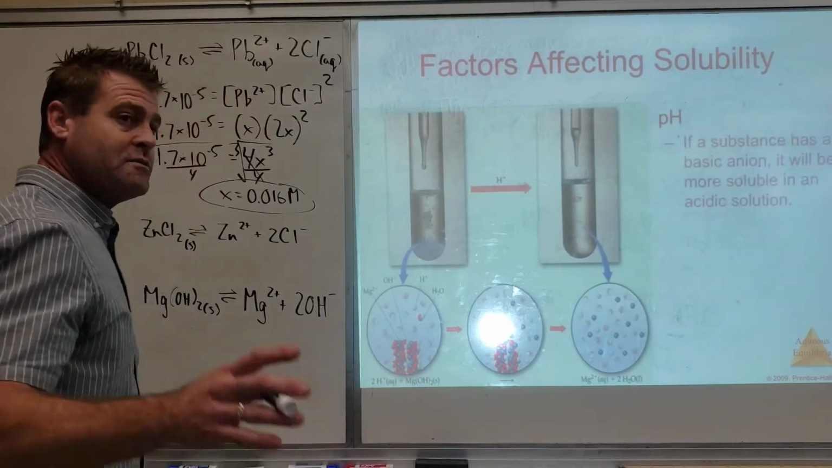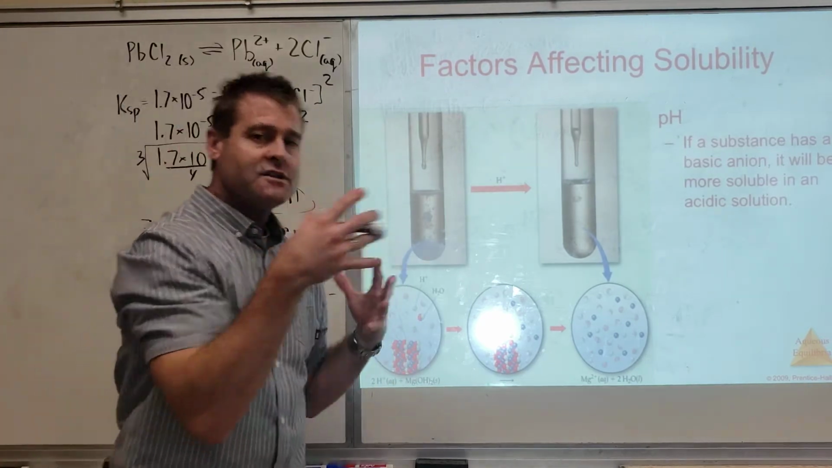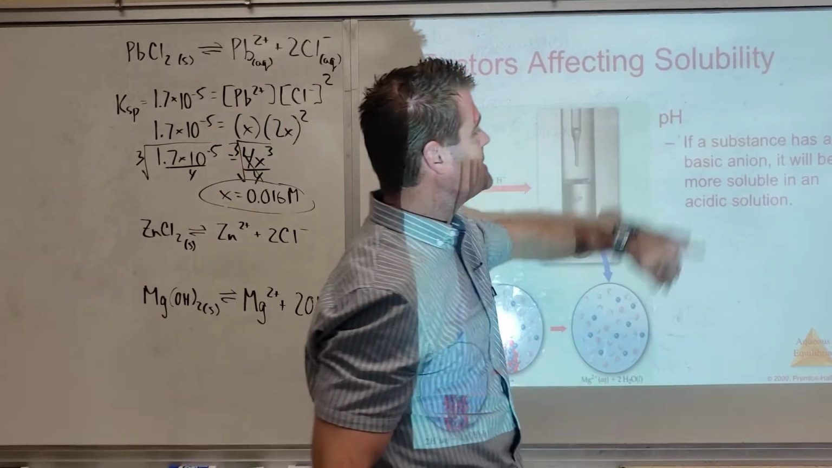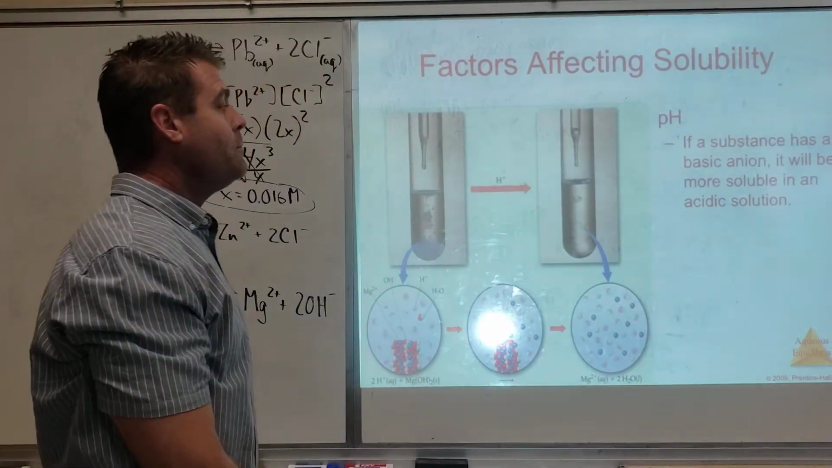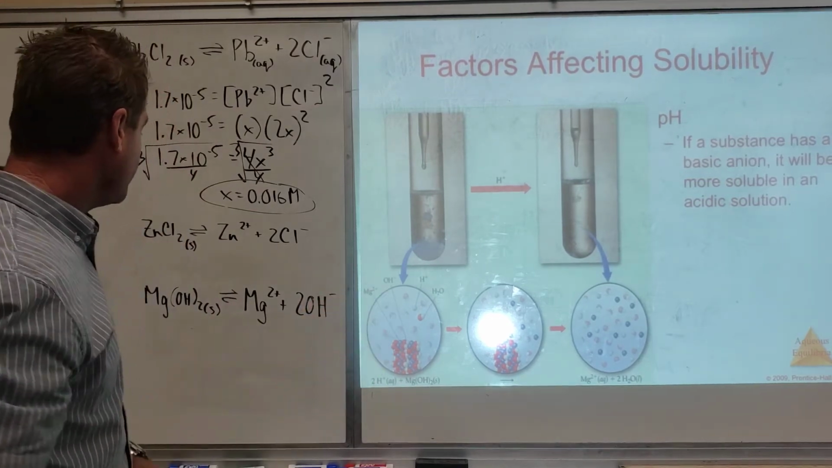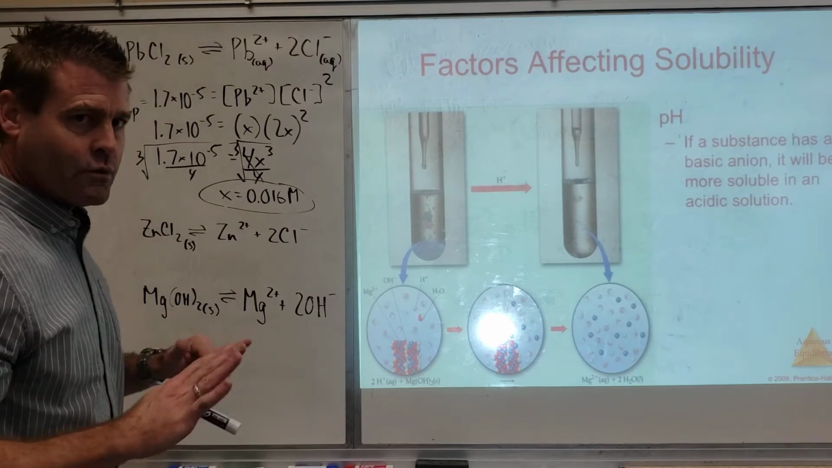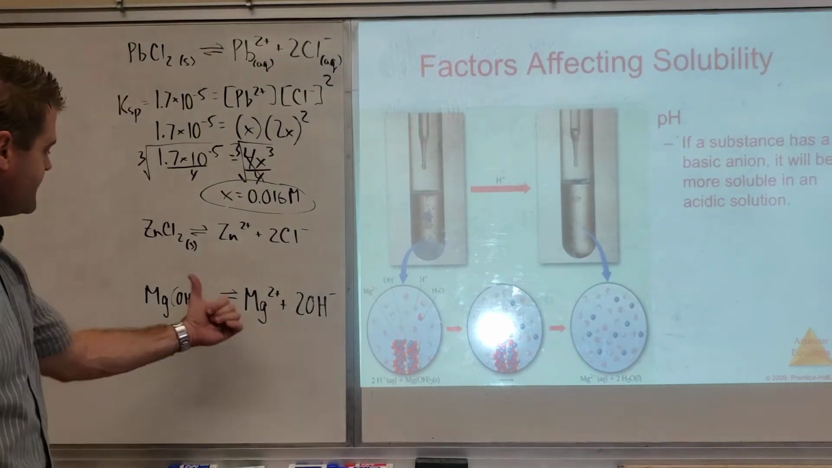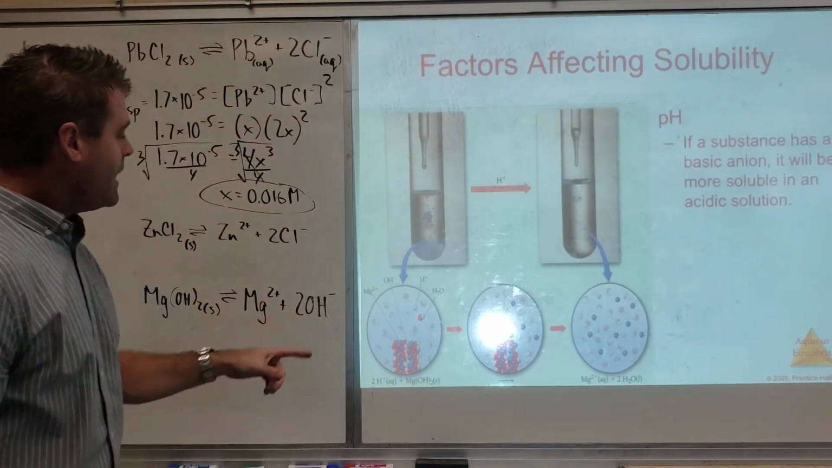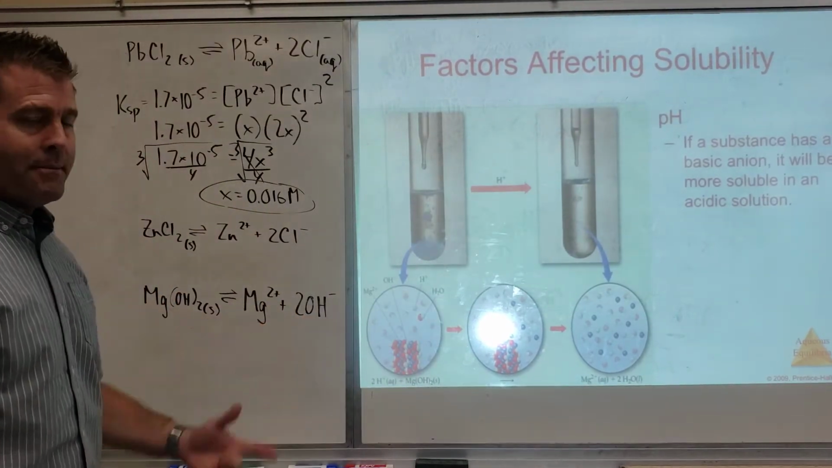Okay, you guys, and the reason why we're talking about this in our acid-base equilibria unit is because pH can also affect the solubility of salts. This says if a substance has a basic anion, it will be more soluble in an acidic solution. Okay, so for example, let's say that we've got magnesium hydroxide. Magnesium hydroxide is relatively insoluble, so it means it heavily favors the left side, right? But some of it will dissociate into magnesium ions and hydroxide ions, okay? So this is what it's saying, if it has a basic anion, so that would be a basic anion.